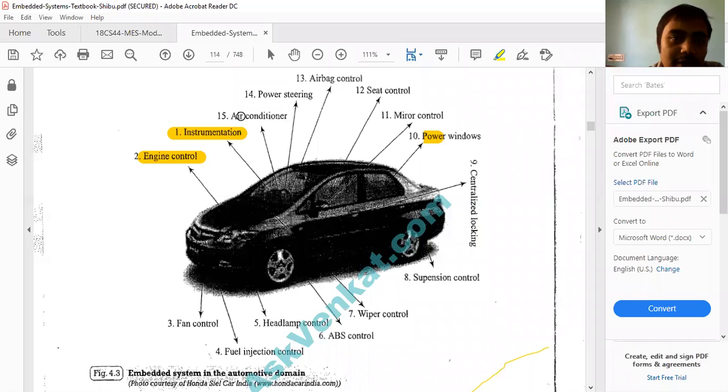Next, about the air conditioner. Earlier, simple fixed-temperature air conditioners were present, but they have also been modified. There is an option called automatic air conditioner, where depending on the temperature of the interior of the car, or the external temperature, the air conditioner will work. Just observe how many embedded system controlled units there are in a car. This is one example.